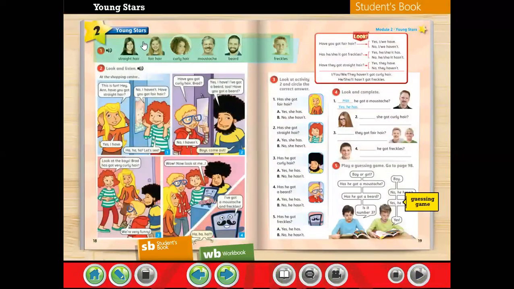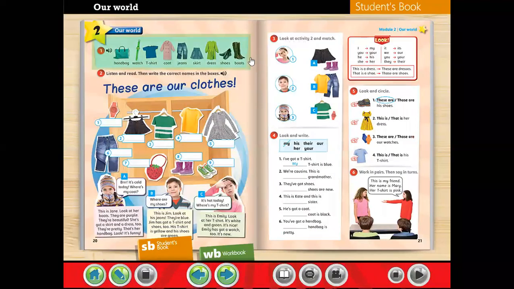Then we learn about appearance. This vocabulary we are going to use in the description of the monster, okay? Repeat please at home, okay? Repeat, straight hair. Fair hair, curly hair, mustache, repeat please at home, beard, freckles, okay, remember this: straight hair, fair hair, curly hair, mustache, beard, freckles.